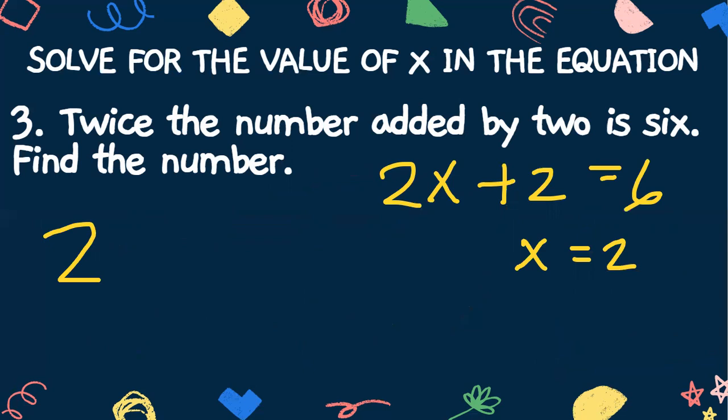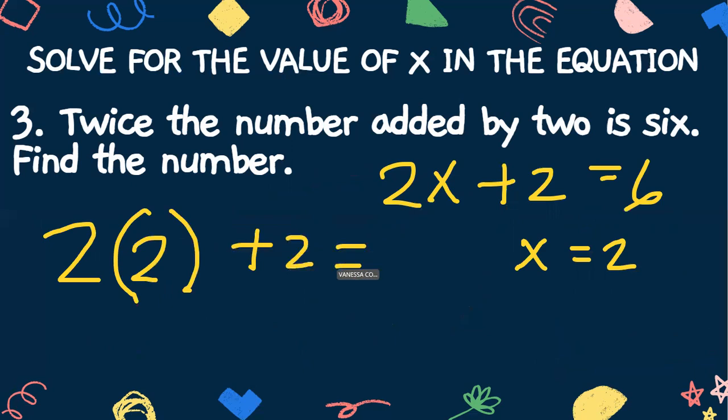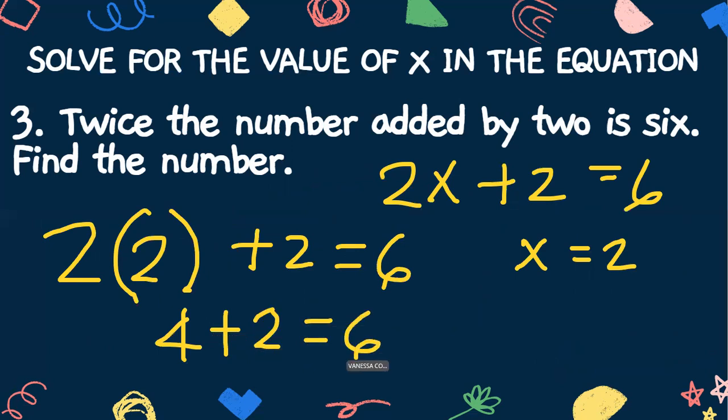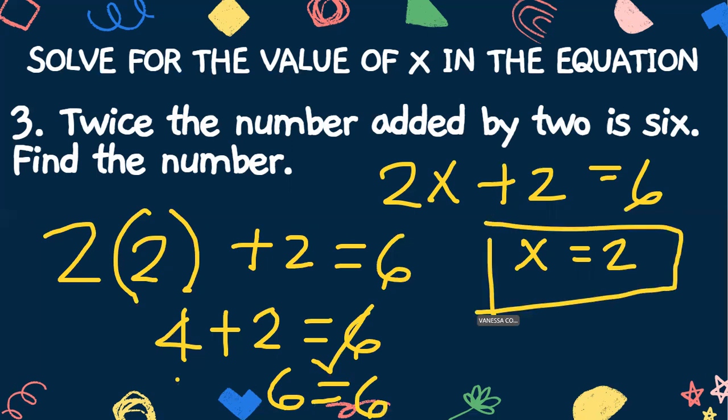So, 2 times the value of x, which is 2, plus 2 is equal to 6. 2 times 2 is 4, plus 2 is equal to 6. It should be equal to 6. 4 plus 2 is 6, equal to 6. So they are both 6, which means it's correct. So our answer that x is equal to 2 is correct.